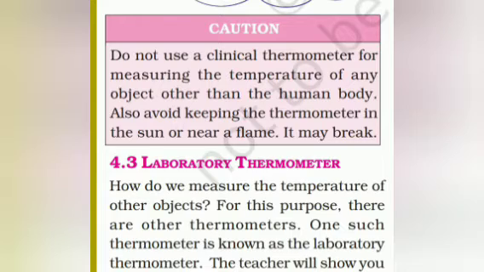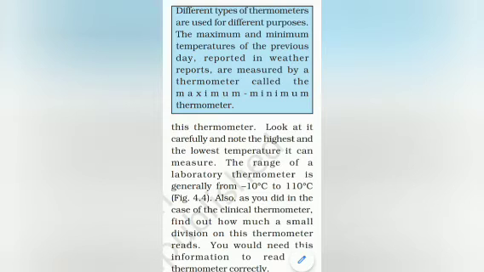What are the cautions you should take? Do not use the clinical thermometer for measuring the temperature of any object other than the human body. And also avoid keeping the thermometer in the sun or near the flame. It may break. क्योंकि इसमें टेम्परेचर बढ़ता जाएगा and when it goes above 42 degree it will break because there is no space for further expansion of mercury in the thermometer.